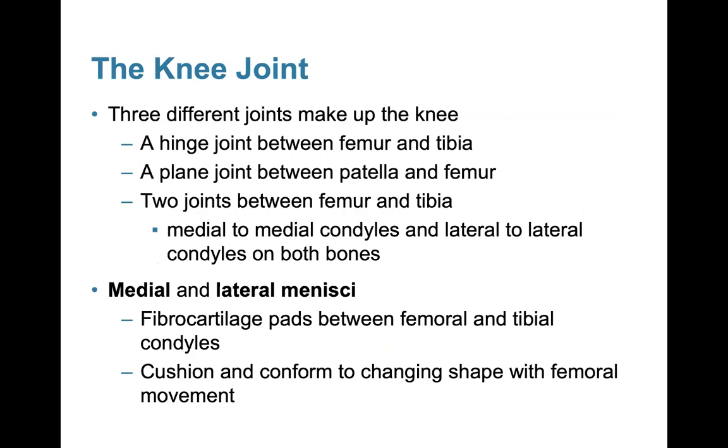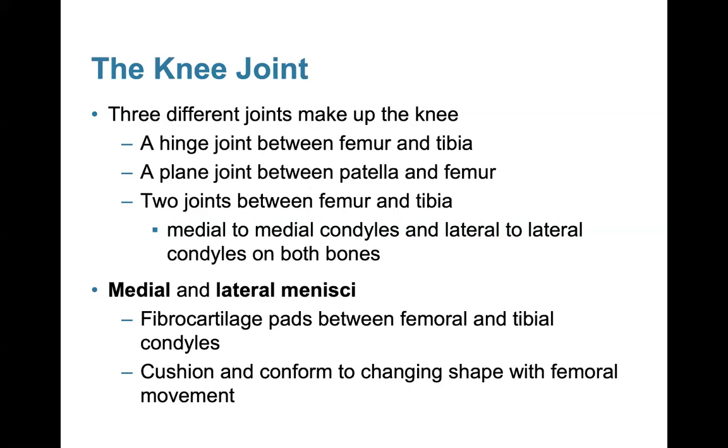Knee joints. 3 different joints make up the knee. You have a hinge joint between the femur and the tibia, a plane joint between the patella and the femur, and 2 joints between the femur and the tibia. Medial to the medial condyles and lateral to the lateral condyles on both bones.